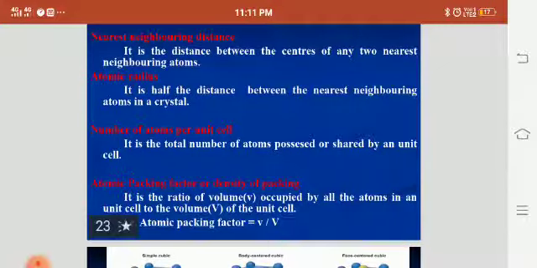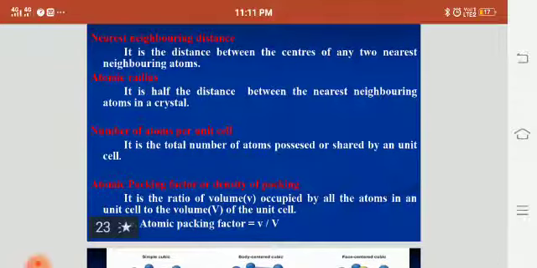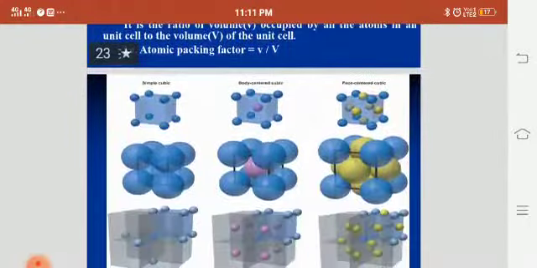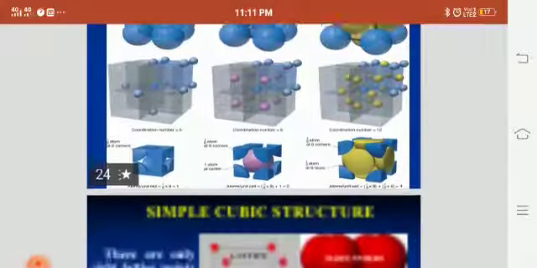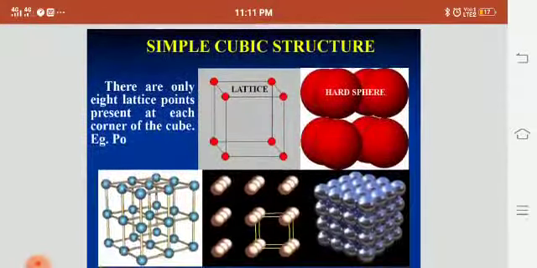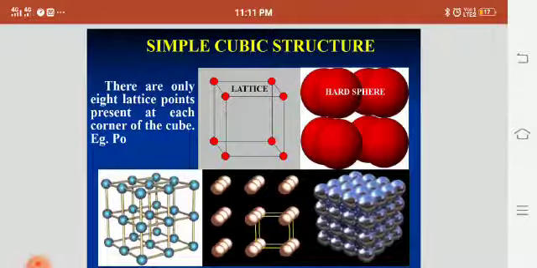Then atomic packing factor, or density of packing, is the ratio of volume occupied by all the atoms in a unit cell to the volume of the unit cell, that is small v divided by capital V. Here we can see simple cubic structure, body-centered cubic structure, face-centered cubic structure with atom structure. First we will discuss simple cubic structure.